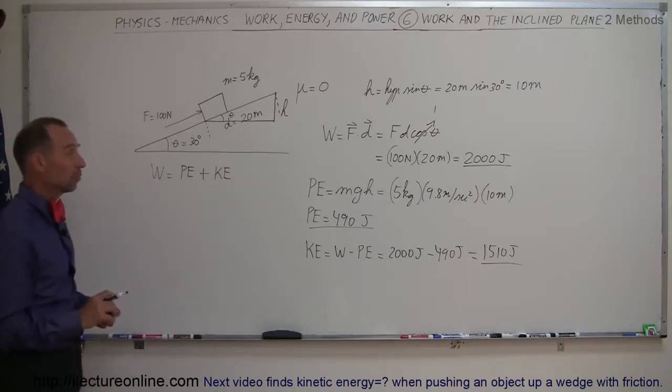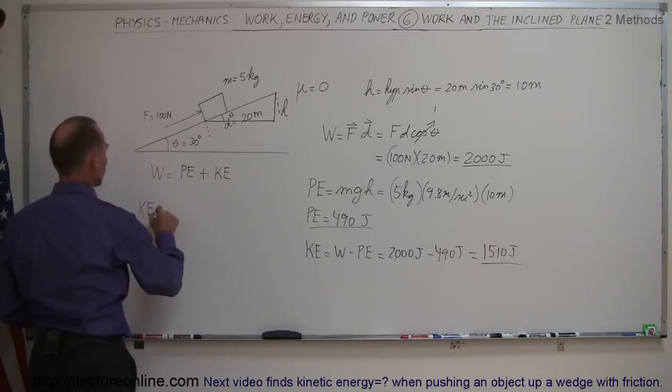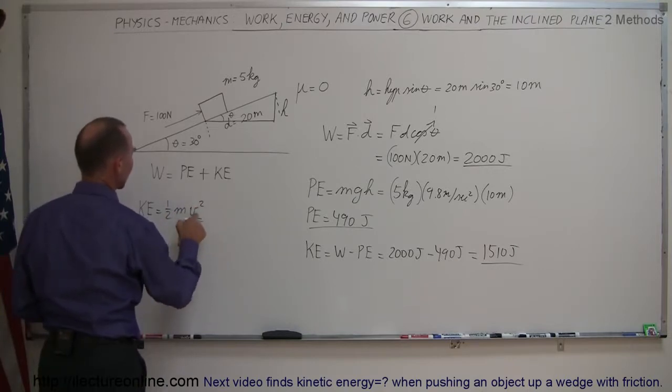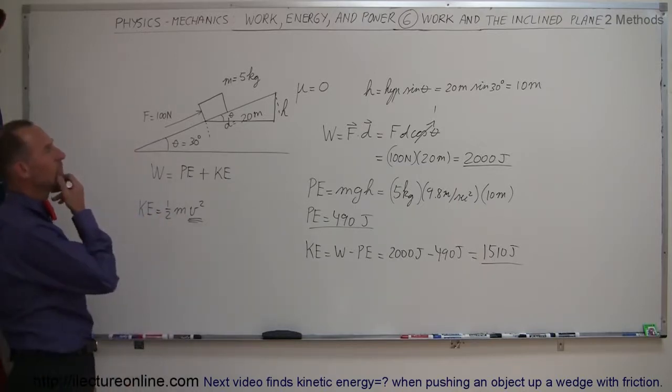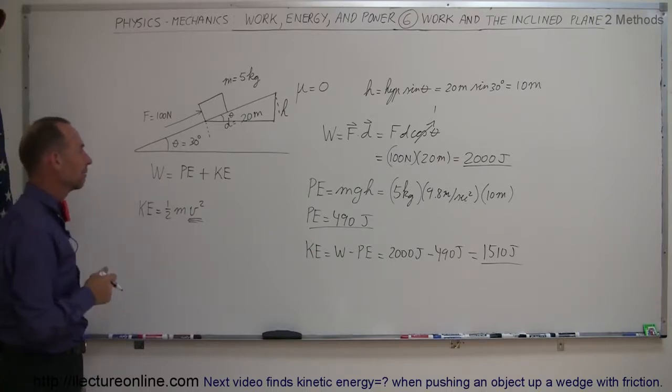Well, yes, we can say that kinetic energy is equal to 1/2 mv squared. So if we somehow figured out how much velocity the object had, knowing the mass, we could also have figured out the kinetic energy. So, can we figure out how much velocity the object will have?